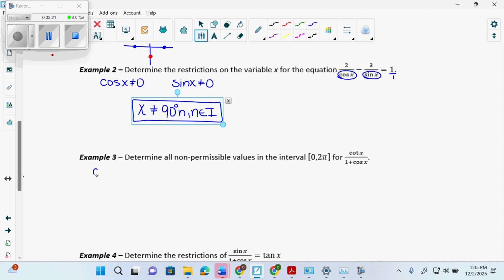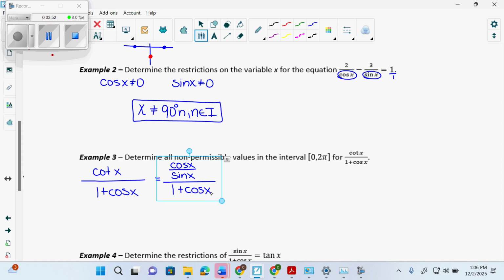What we have is cotan x over 1 plus cos x. Now what I'm going to do is I will always change tans, cosecants, secants, cotans to cosines and sines because it's easier. So if I look at the numerator, it's cotan x. So I can rewrite that as cos x over sin x, all over 1 plus cos x.